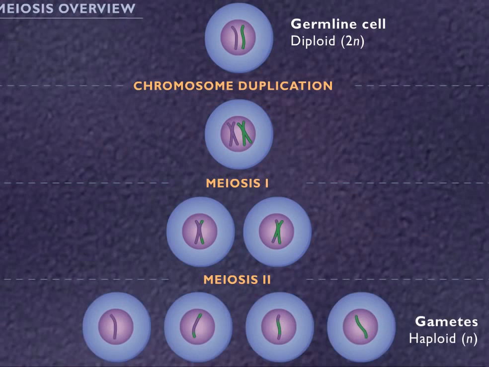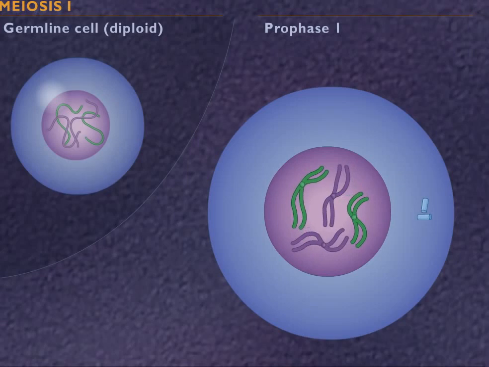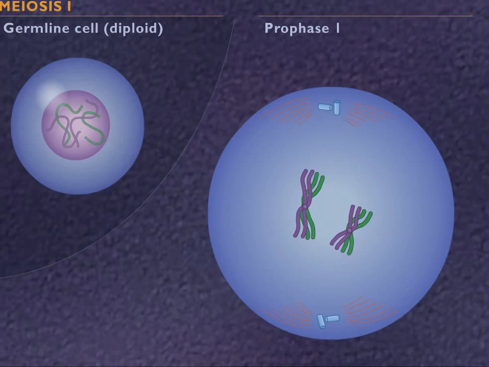Now let's look at each of these divisions in more detail. Meiosis I begins with prophase I. Individual, replicated chromosomes become visible, and each chromosome consists of identical sister chromatids joined at their centromeres. The spindle fibers start to form, and the nuclear envelope disintegrates. In addition, homologous chromosomes line up next to each other, and an event unique to meiosis occurs.